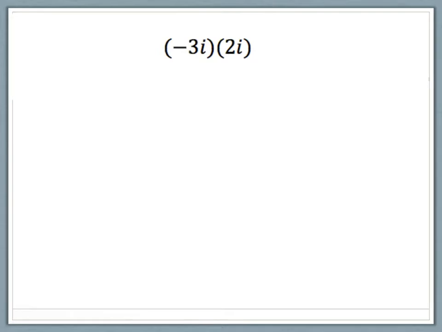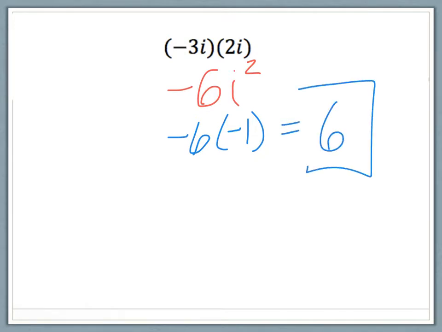Take it like you would a variable. You have -3i times 2i. So -3 times 2 is -6. i times i is i squared. Now, we know what i squared is from our previous slide. i squared is just -1. So this is really -6 times -1, which is +6. This concept is going to be important when we start multiplying different kinds of complex numbers and dividing complex numbers.